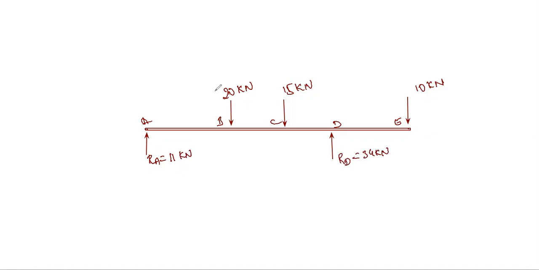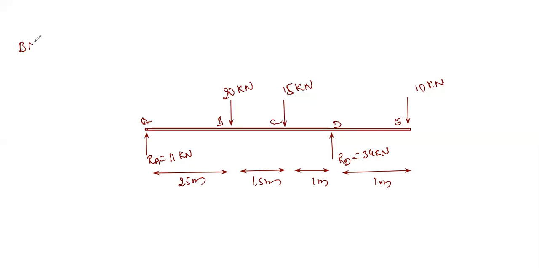So the distances we have noted down, from here to here, what is the distance over here? It is 2.5 meter. This distance is 1.5 meter, this is 1 meter, this is 1 meter, right? So for this we have calculated bending moment.